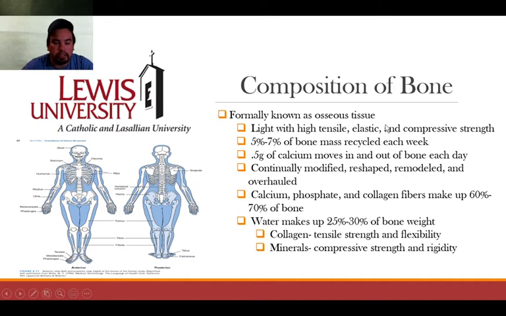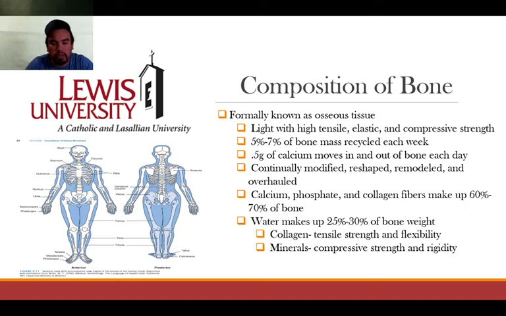So the composition of bone. It's formally known as osseous tissue. It's light with high tensile, elastic, and compressive strength. 5 to 7% of the bone mass is recycled each week. So that means about 5 to 7% of that bone is brand new bone. Okay? About a half gram of calcium moves in and out of the bone each day.